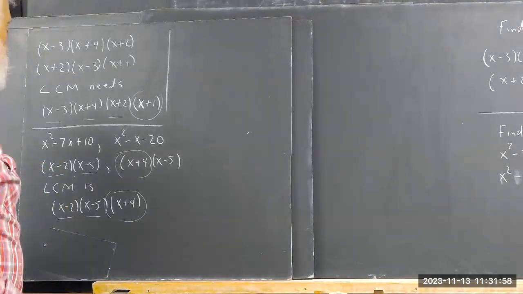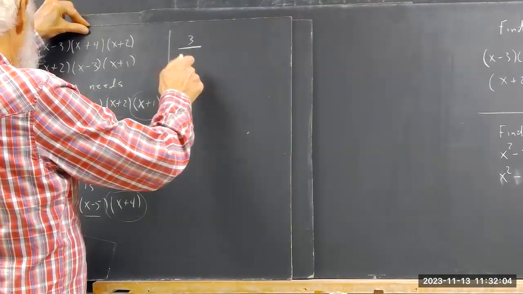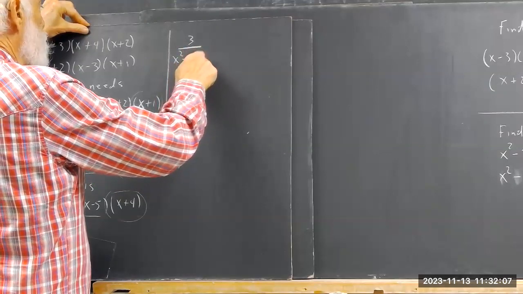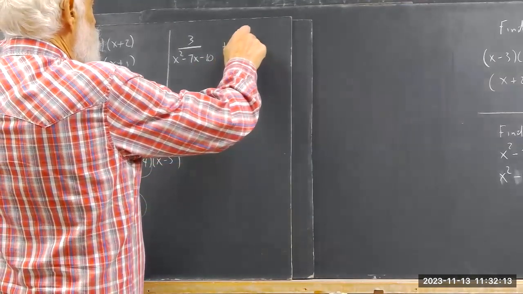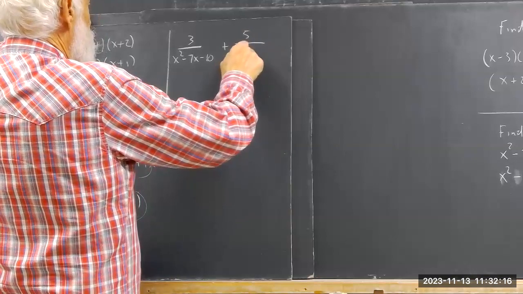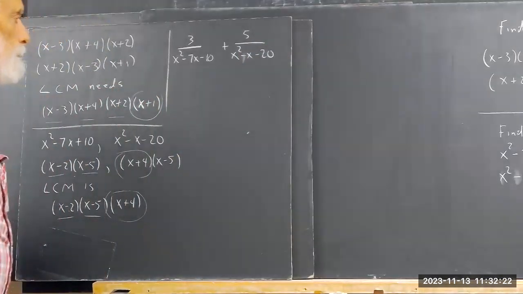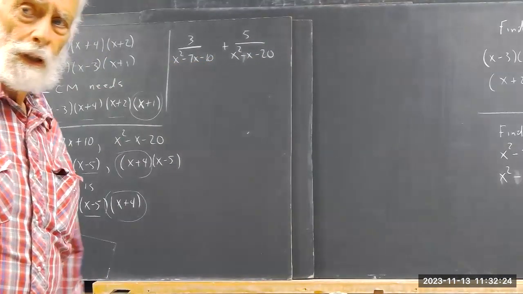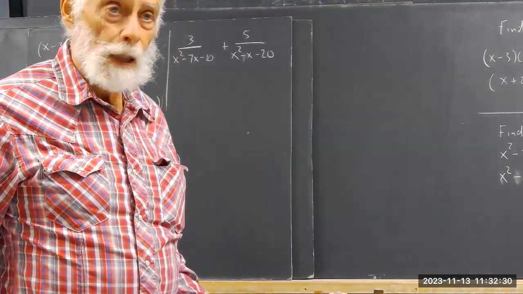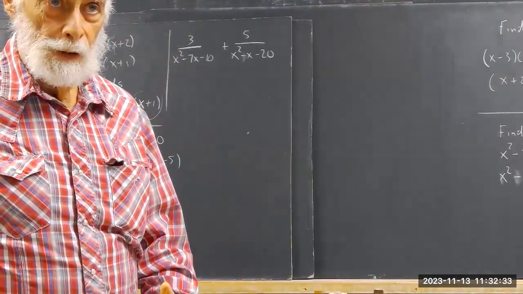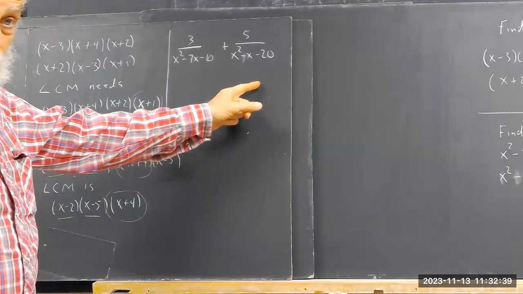Okay, so let's say now that I wanted to add 3 over x squared minus 7x minus 10 to, let's say, 5 over x squared minus x minus 1. How are we going to add these two? Well, to add two fractions, you need a common denominator. The most convenient common denominator is the least common denominator. And the least common denominator would be the least common multiple of your denominators.